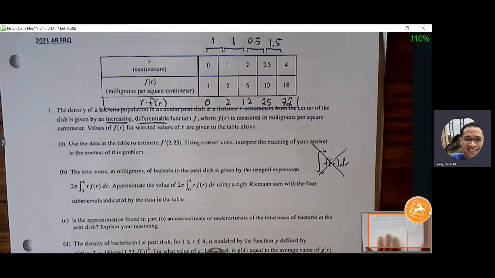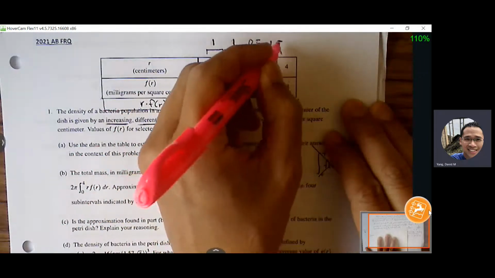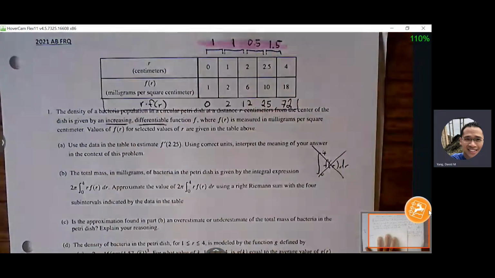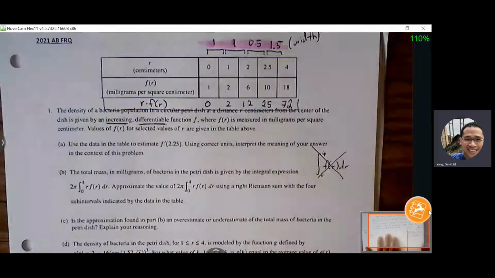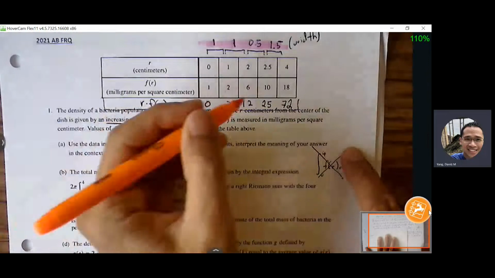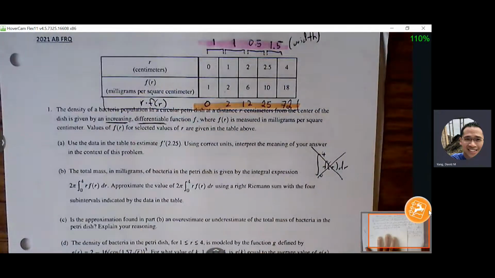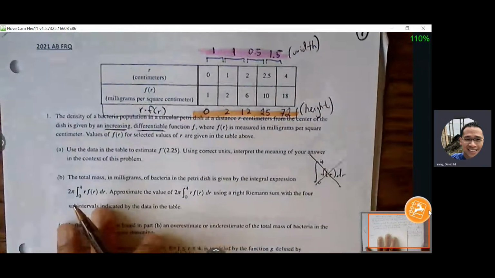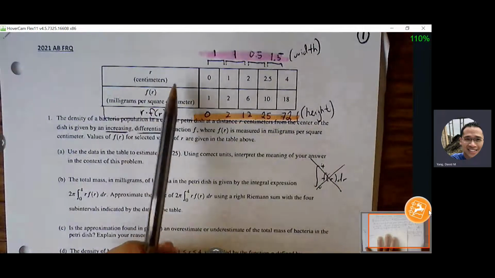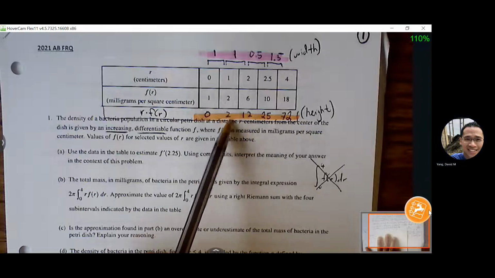For the Riemann sum, we just have to find our width and height accordingly. Our width comes from these numbers here, and our height comes from this bottom row that we created. For these rectangles, we'll do width times height. We want a right Riemann sum, so for every rectangle we choose the y value on the right endpoint.